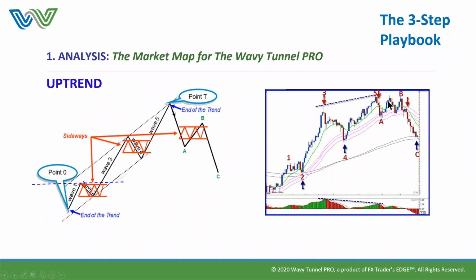So this is our system that we use, and I will tell you a little bit more about it at the end. But this is the Wavy Tunnel system. Now look at the market map on the left and look at the Wavy Tunnel indicators on the right. You can actually see how the 8-wave cycle is mapped out with these indicators. And this is a very simple set of indicators to use.